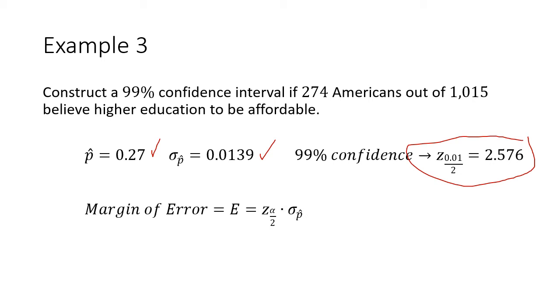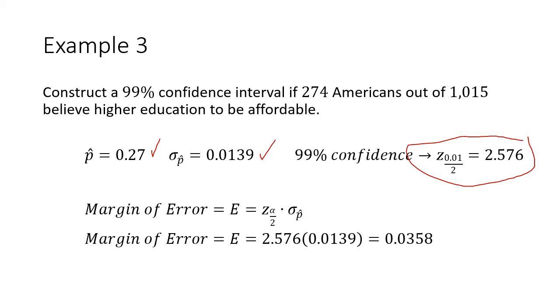And so my margin of error is still my z-score times that standard error. So when I plug those numbers in now, my z-score has changed to 2.576. My standard error is still the same. When I multiply those two, here's my answer, 0.0358. That's my margin of error.